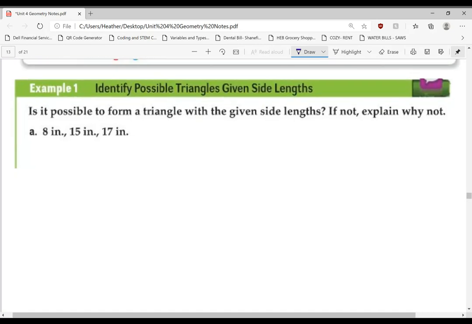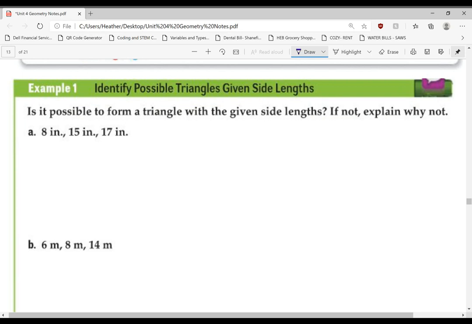So let's use that theorem to do example 1. Example 1 says, is it possible to form a triangle with the given side lengths? If not, explain why. So in order to check this, we're going to have to add the lengths together to see if the two sides added together are greater than the one side. So I'm going to do 8 plus 15 and see if it's greater than 17, 8 plus 17 and see if it's greater than 15, and 15 plus 17 and see if it's greater than 8.